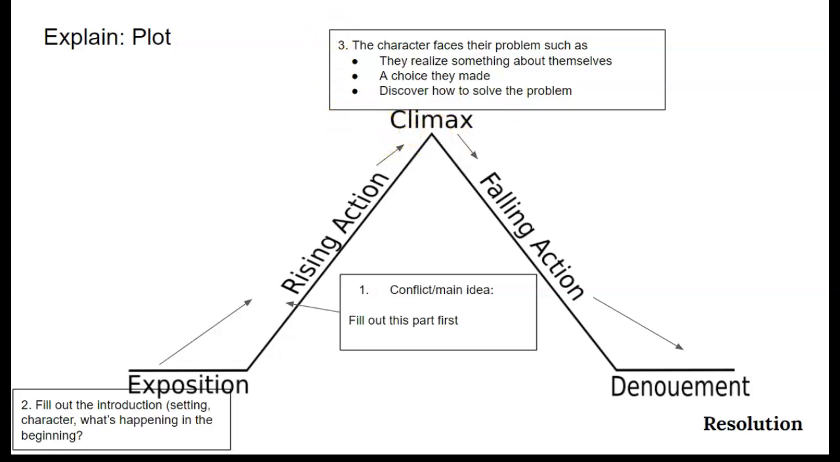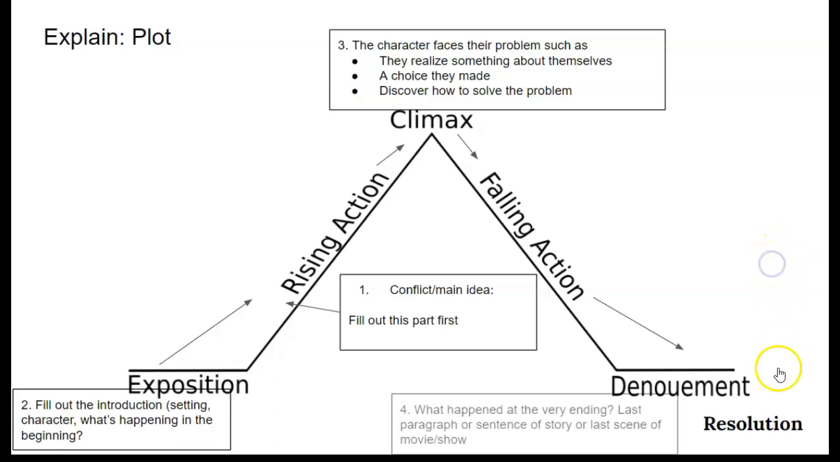It's basically when the character faces their problem, such as they realize something about themselves, it's the choice they have to make, or they learn how to solve the problem. The next thing I like to fill out is the denouement or the resolution. It's just basically the very ending of a story or a movie. It's that last paragraph or sentence of the story, that last scene of the movie or the show.